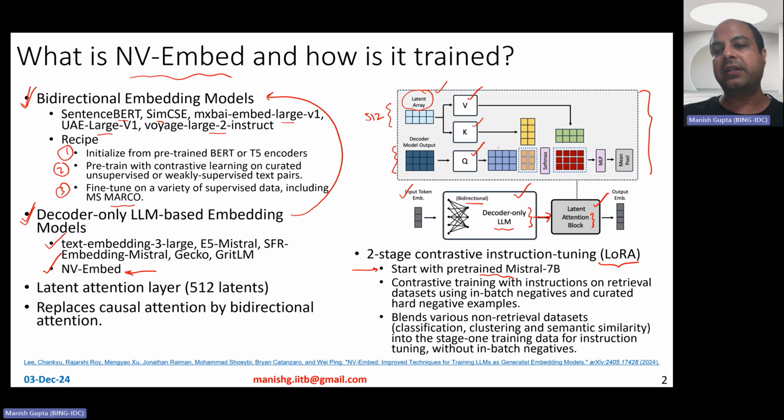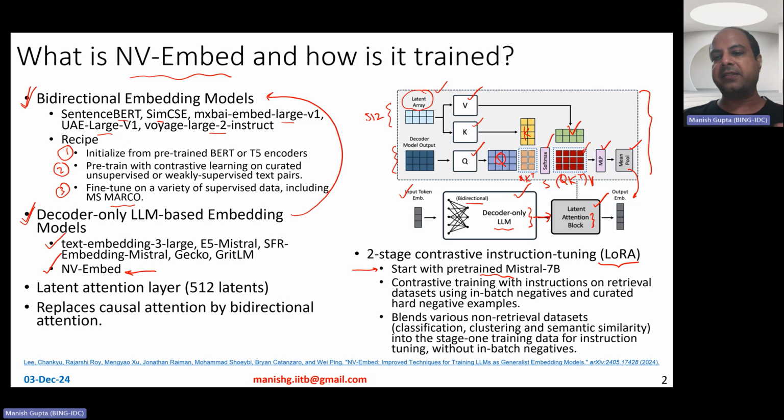So this is the Q matrix, and this is the K matrix. This is QK transpose going on in orange color. Softmax is applied, and then this is the value matrix, and therefore QK transpose softmax multiplied by V is what is happening there. After that, an MLP, a multi-layer perceptron, is applied to get the output, which is mean pooled. This mean pooled output is the output embedding as obtained by NV-Embed. So that's the broad architecture of NV-Embed.